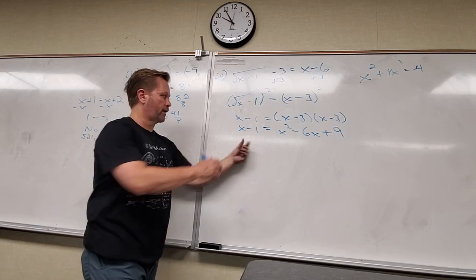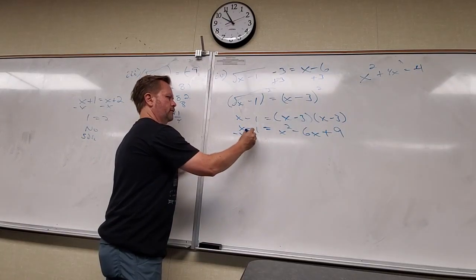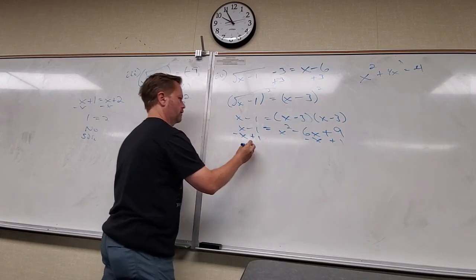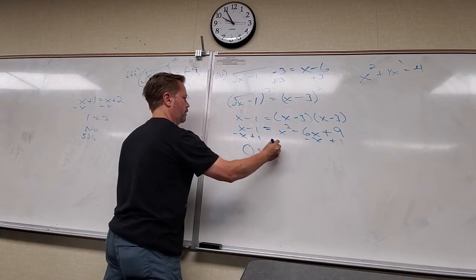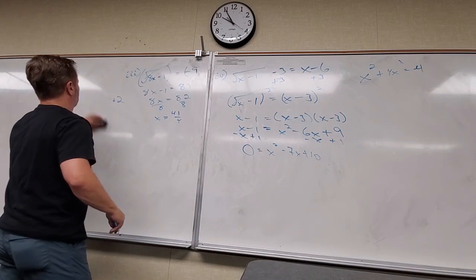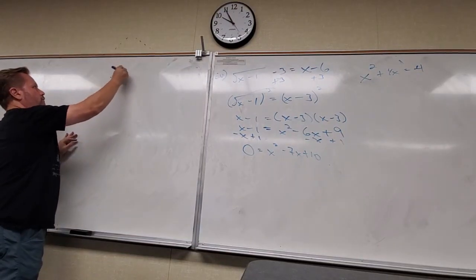So what do I have to do? Subtract x. Add 1. So we get 0 equals x squared minus 7x plus 10. Go ahead and finish that out. I'll wait.